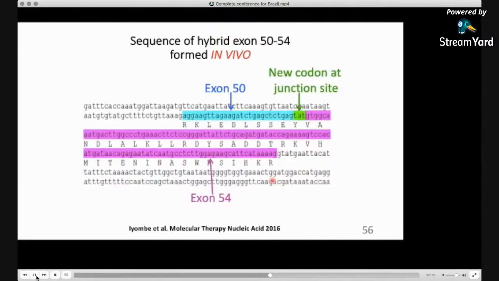We then sequenced this hybrid exon 50-54 that was produced in vivo in the mouse muscle expressing the human dystrophin gene. And as predicted, we had the sequence of exon 50 and a new codon at the junction site, followed by all the correct codons coding for the normal amino acid in exon 54. This is exactly as predicted in vivo.